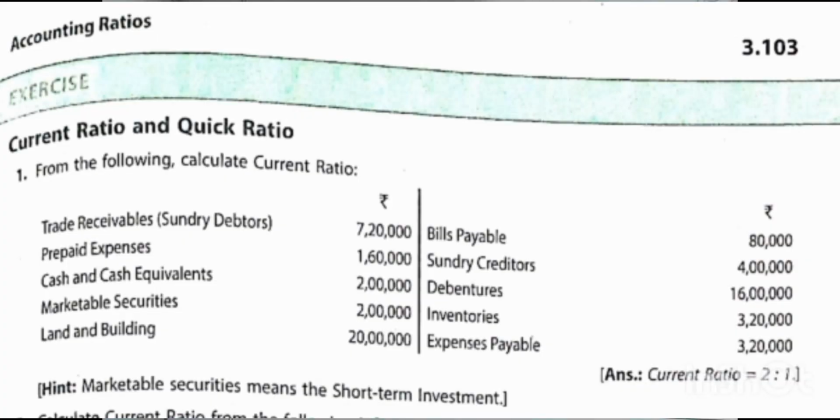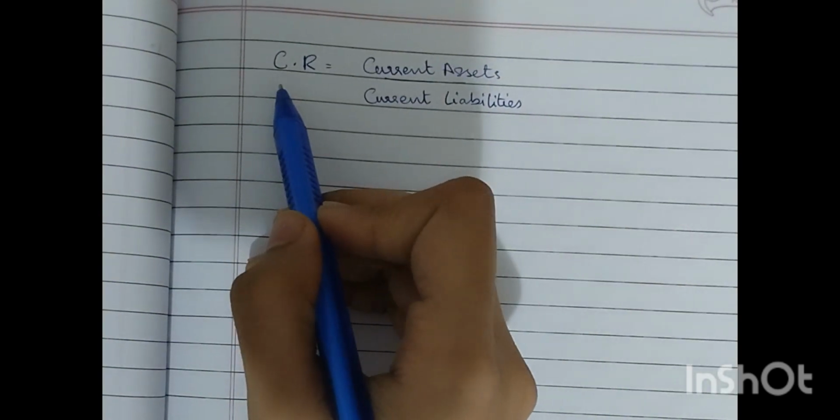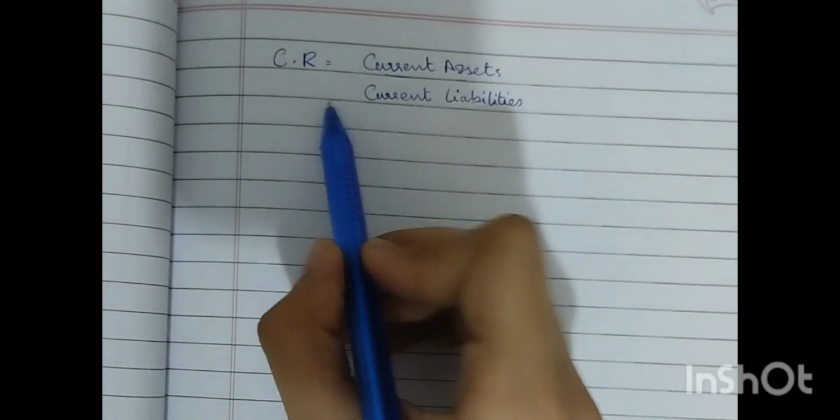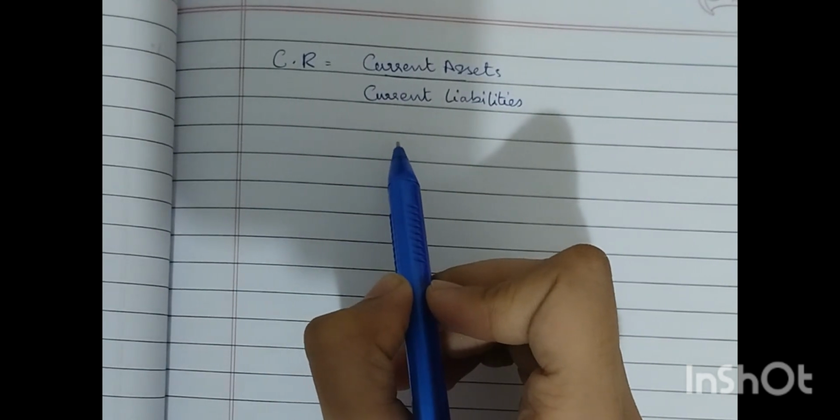First of all, the question asks us to calculate the current ratio from the following list of items. Right, so what is current ratio? Current ratio, which I've written as CR here, is equal to all the current assets of a company divided by the current liabilities of that company.